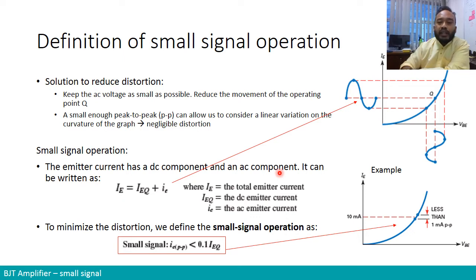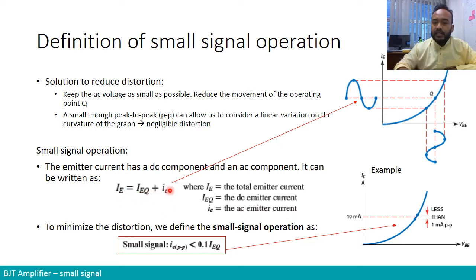So if we try to write it out in a mathematical equation, IE, the emitter current that is due to the VBE, is composed of two parts: IEQ, which is the DC emitter current. The DC emitter current, of course, comes from the fact that there is a VBB, the DC VBB, and we have ie. So ie is basically the AC emitter current, which is coupled to the DC current. Okay, so as we can see, basically when we write in capital letter, it means it is DC. If we write in lowercase, it means it is AC.